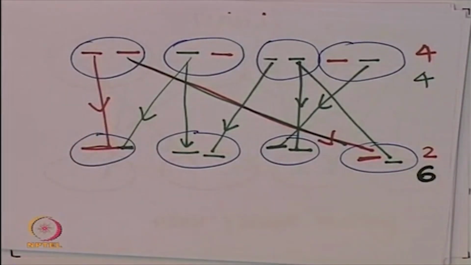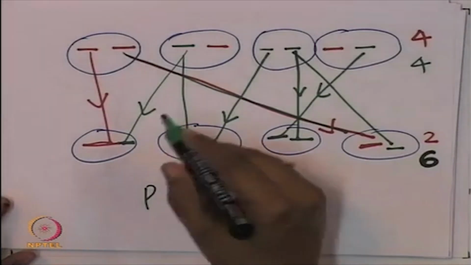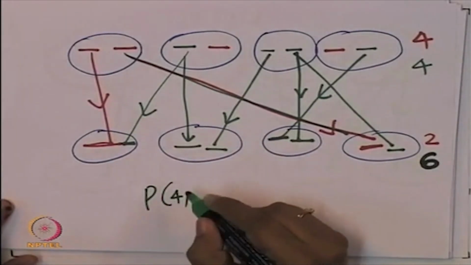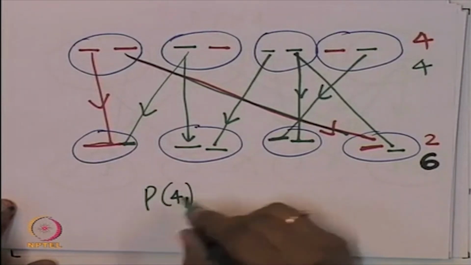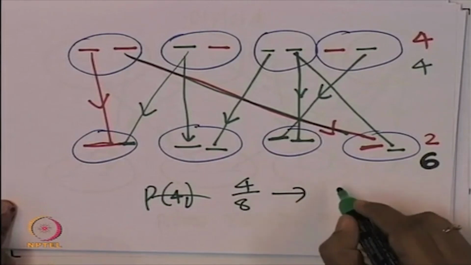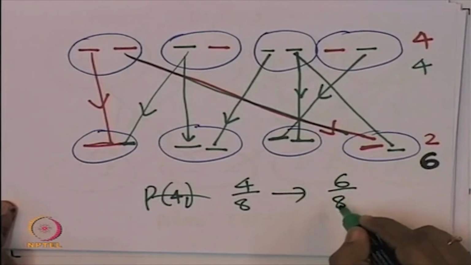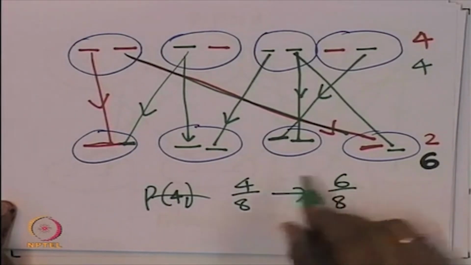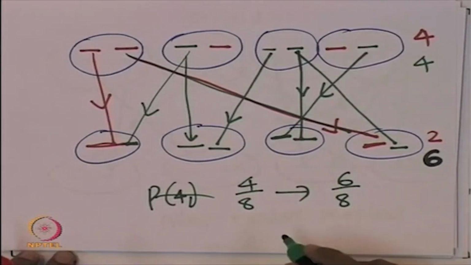So, similar things could happen, different things, and you can ask the same question: if there are 4 out of 8 greens in the parent generation, what is the probability that 6 out of 8 are green in the next generation? And the answer is again a binomial distribution.